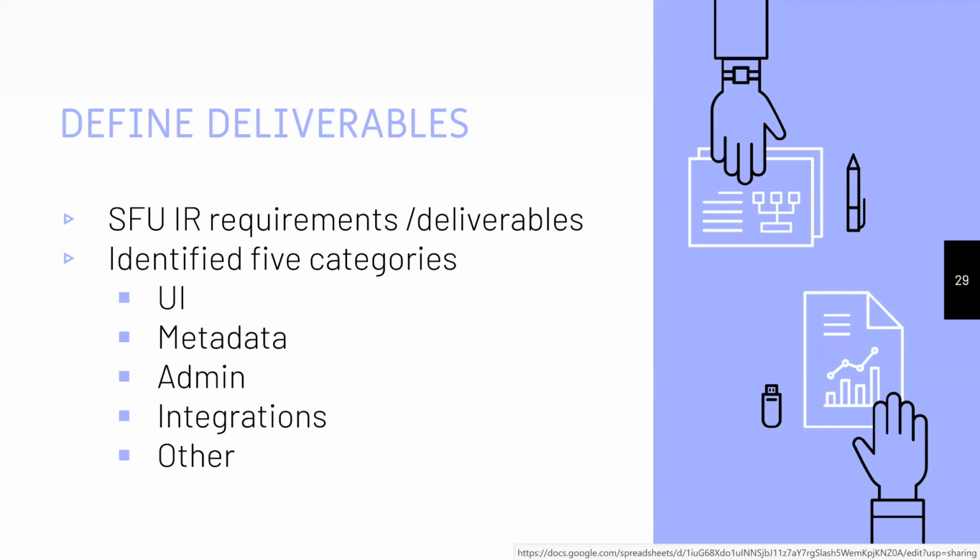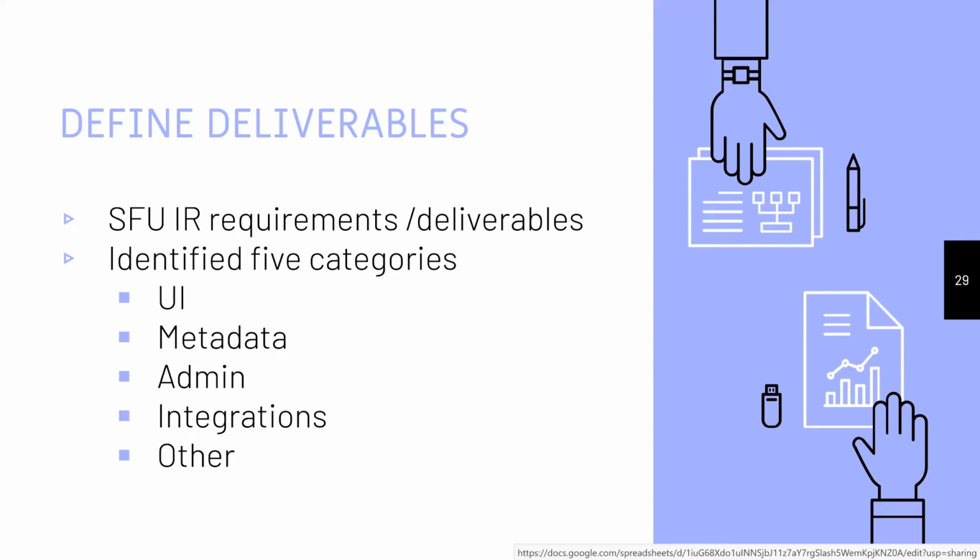So we identified 5 main categories that we used to define and organize our deliverables: UI, so the user interface, metadata, admin, so that means administrative functions in the software, and integrations, and then we had the other category. I don't think we populated that too much. We tried to keep things very specific. Some examples for the UI: we didn't have breadcrumb navigation in our old system, and that was one of our deliverables or requirements.